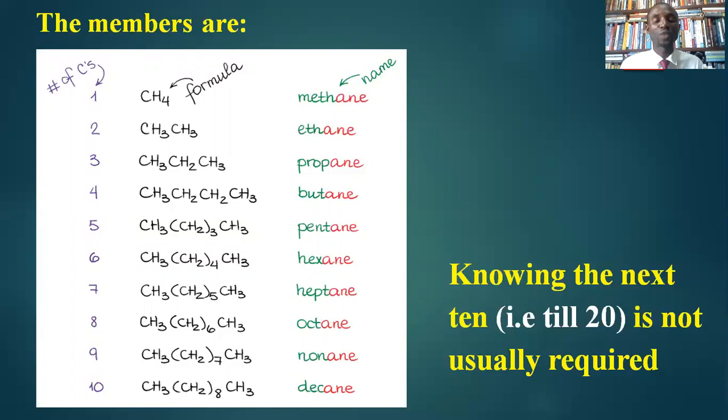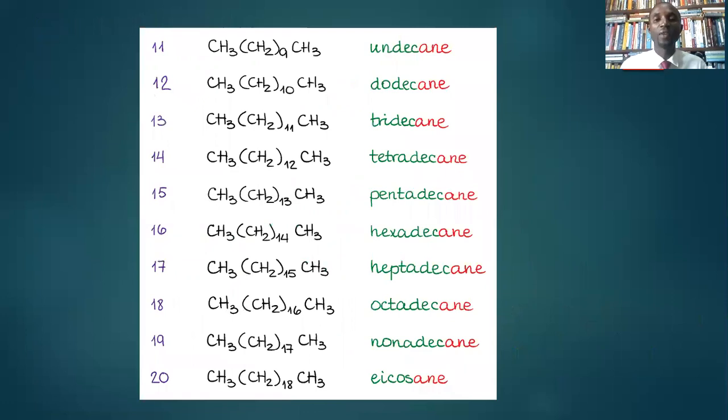But the other 10, from 11 to 20, is just additional knowledge, which I will add in this class. From number 11, we have undecane, duodecane, tridecane, tetradecane, pentadecane, hexadecane, heptadecane, octadecane, nonadecane, and icosane.